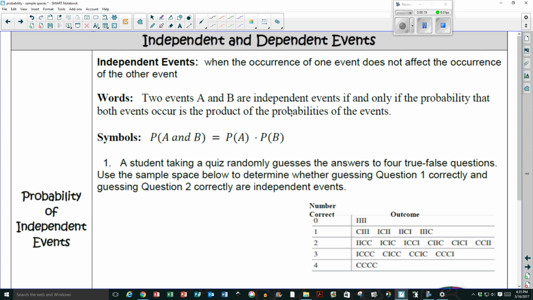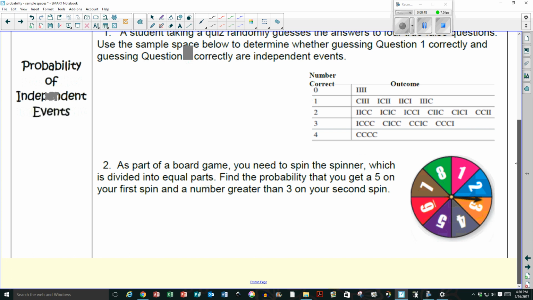Independent events. When the occurrence of one event does not affect the occurrence of the other, they are said to be independent. So two events A and B are independent if and only if the probability that both events occur is the product of the probabilities of the events. In other words, the probability of A and B happening is equal to the probability of A times the probability of B.